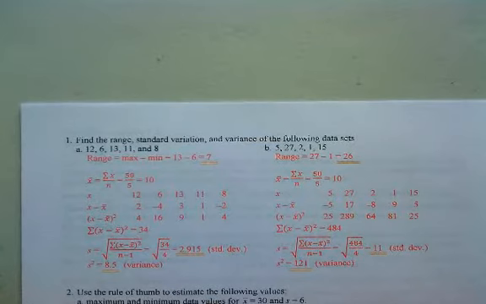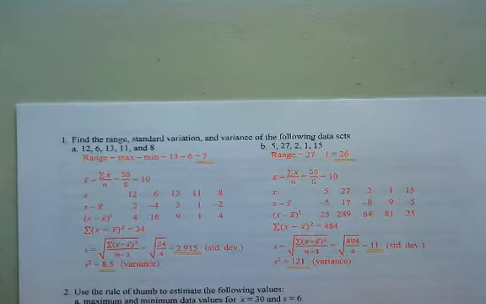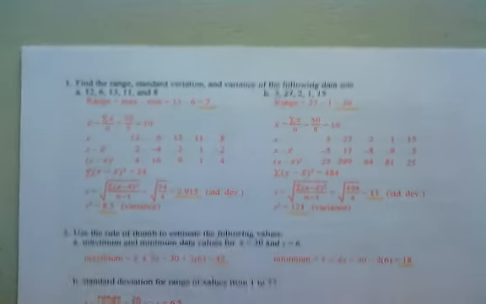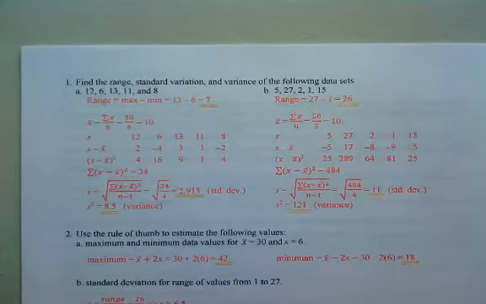But what's going on is this data set had a lot more variation, a lot bigger standard deviation than this data set. So this one was much more clustered together than this one was. And that's the value of standard deviation and variance. All right. Now we're going to move on and look at our rule of thumb.